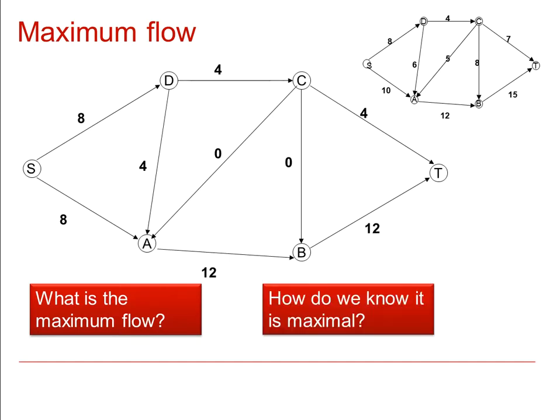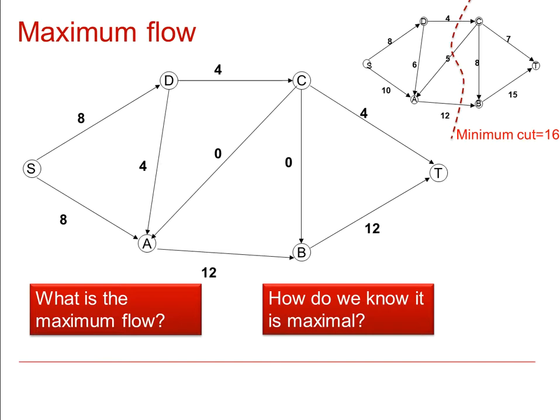Well, earlier you remember that we had a cut which was equal to 16. There it is. That's the minimum cut. And therefore we found a cut which is equal to the flow. And so we can say that we must have the maximum flow by the max flow min-cut theorem.